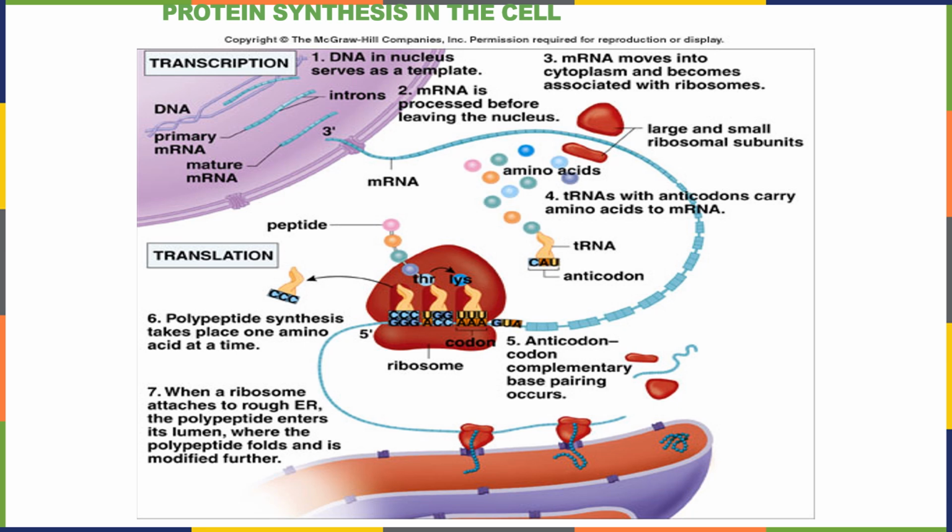This is just a summary that transcription is in the nucleus. And it takes the DNA and makes mRNA. This is the processing. You don't need to worry about that. Then the mRNA leaves the nucleus through one of those little nuclear pores in the membrane, comes out, attaches to the ribosome, and then the protein is made.